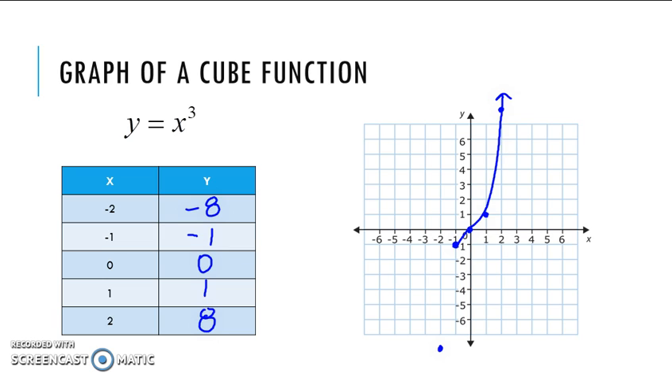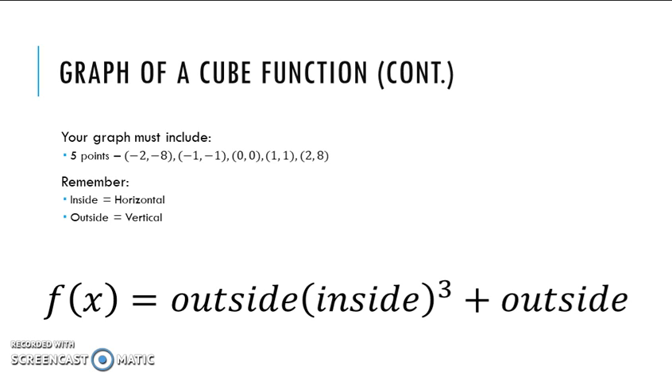This function looks very similar to our cube root function, except instead of going sideways, it's going vertically up and down. Okay, so that is the cube function that we have for a parent function. Now, your graph for a cube function must have -2, -8, -1, -1, 0, 0, 1, 1, and 2, 8. You have to have these 5 points.